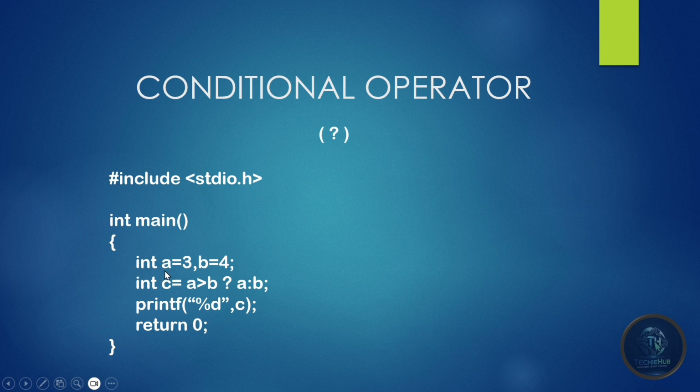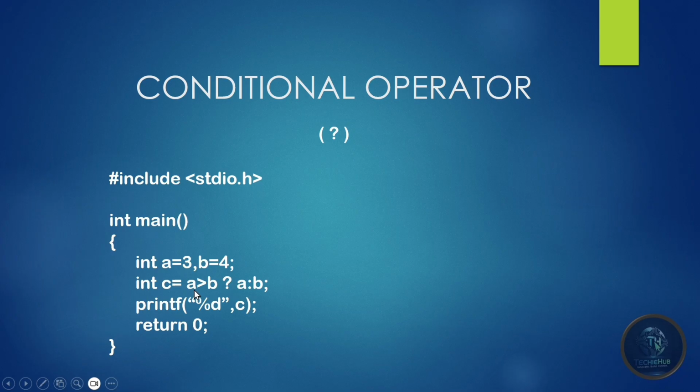In this we have declared two values, a is equal to 3 and b is equal to 4, and a new variable is introduced here, that is int c. So this relation is evaluated by the compiler. If the value is true, the first value, that is the value of a, is assigned to c. If the relation is false, the second value is assigned to c.